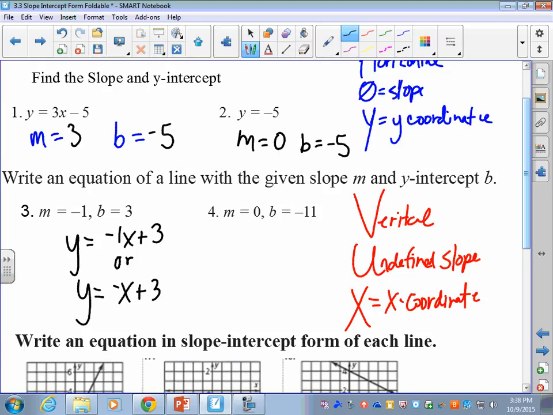Now, if my m is 0, my slope is 0, and my y-intercept, my b, is a negative 11. y equals negative 11. Yep, y equals negative 11. And no 0x. If it's 0, then you don't have it. Anything times 0 is 0, so we don't have it there, so it's done.